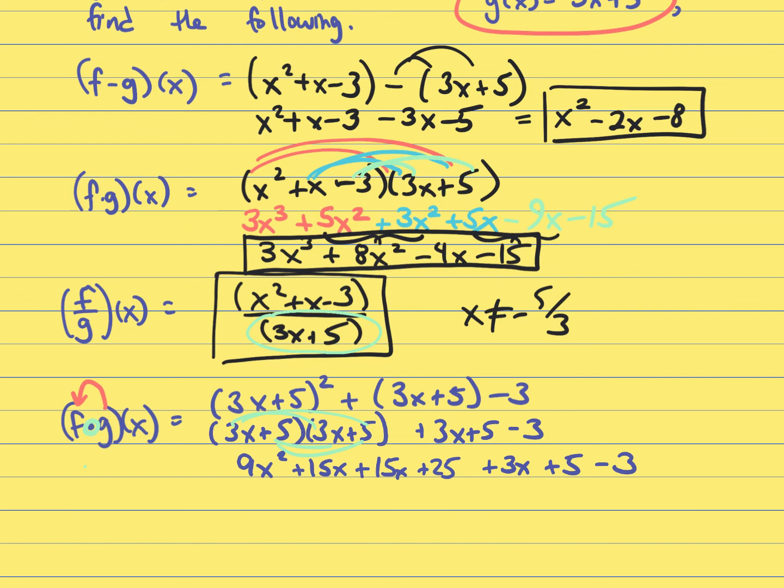And then I'll just combine terms. I'll put the squares and the linear terms, everything together. So 9x squared plus 33x. I've got two 15s and a 3. And I got 25 plus 5, which is 30, minus 3, which is 27. So that would be my composition.